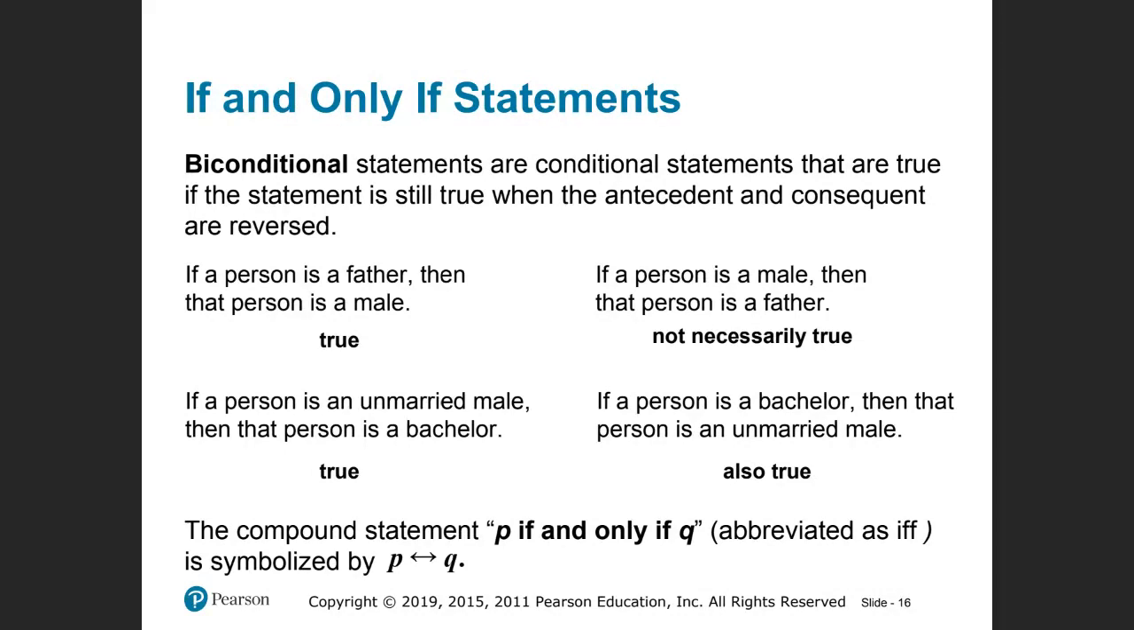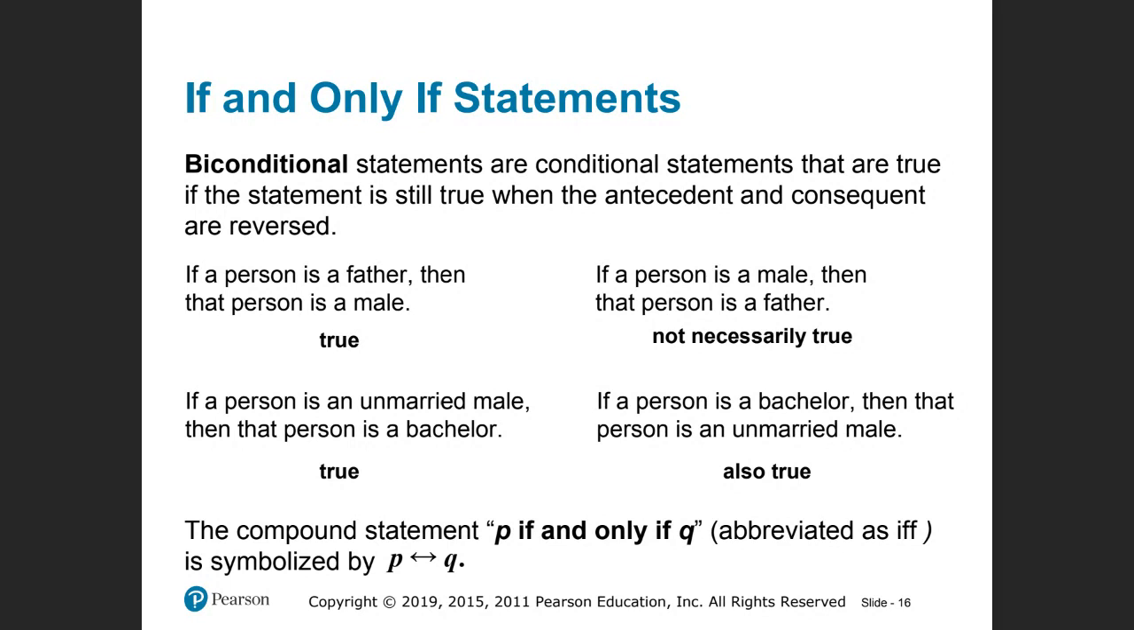Biconditional statements are conditional statements that are true if the statement is still true when the antecedent, the first part, and the consequent, the second part, are reversed. If a person is a father, then that person is a male. Okay, that's true. So we're going to reverse these. If a person is a male, that's the Q part, then that person is a father. That is not necessarily true.